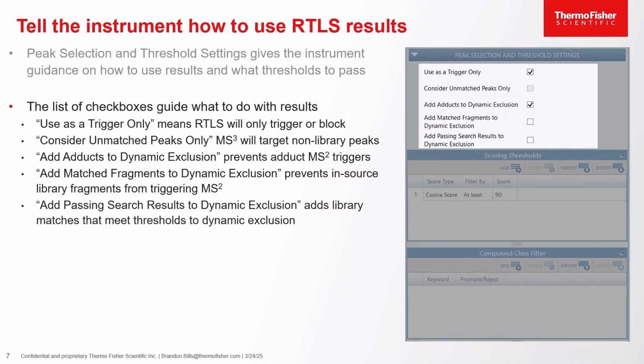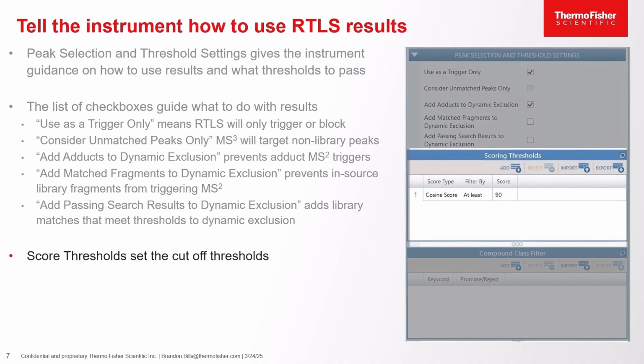Add passing search results to dynamic exclusion pairs up with that above checkbox for considering all the different precursors that were isolated, so that if it's got a match, even if it wasn't the initial precursor that triggered the scan, it was just something that co-isolated in the isolation window, you can still add it to the dynamic exclusion so that you're not targeting it again in a follow-up scan. The score thresholds set cutoffs either at least or beneath the values that you give it, and we'll talk more about what those individual score thresholds are in the next slide.